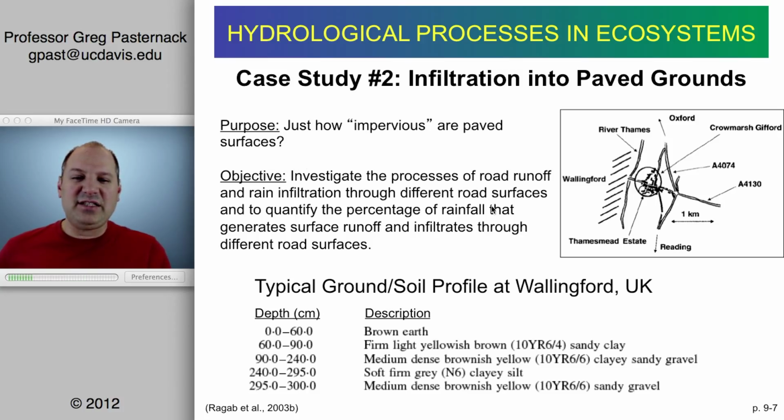So the objective: investigate the processes of road runoff and rain infiltration for some different road surfaces. Again, this study was done by the same team in Wallingford, UK. Here's a typical soil profile. The top 60 centimeters being just what they call brown earth. Below that, yellowish brown sandy clay for another 30 centimeters, and then mixing in some gravel below that.